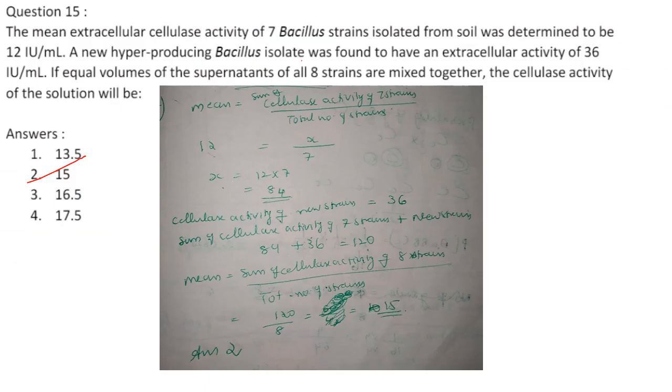The mean extracellular cellulase activity of 7 bacillus strains isolated from soil was determined to be 12 international units per ml. A new hyper-producing bacillus isolate was found to have an extracellular activity of 36 international units per ml. If equal volume of the supernatant of all the 8 strains are mixed together, the cellulase activity of the solution will be. So mean is equal to sum of cellulase activity of 7 strains divided by total number of strains. Let the sum be X. Total number of strains is 7 and mean activity was 12, so X will be 84. Cellulase activity of the new strain is 36, so 84 plus 36 will be 120. Now divide 120 by 8 and you will get the mean as 15. Answer is option 2.